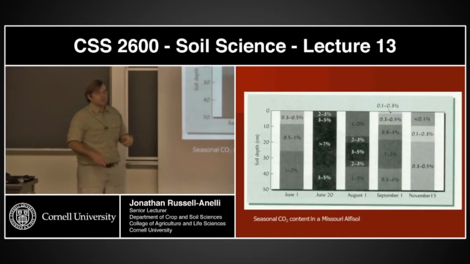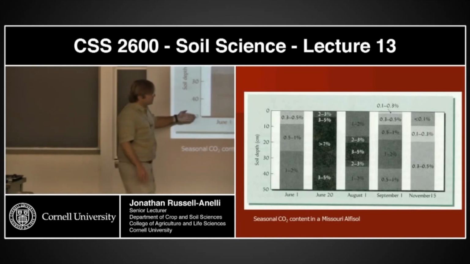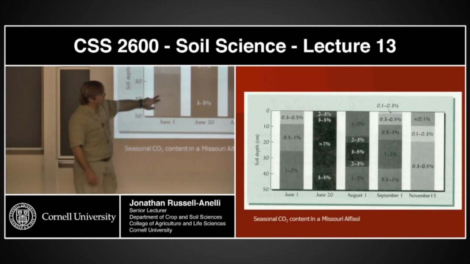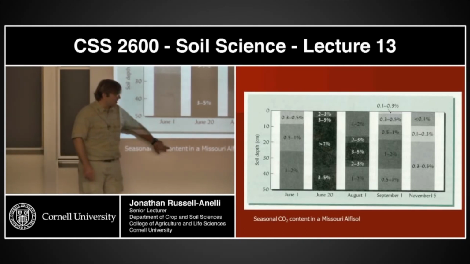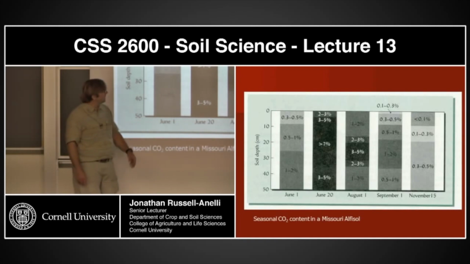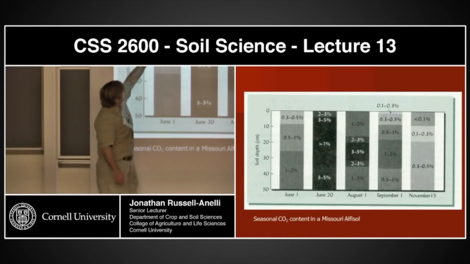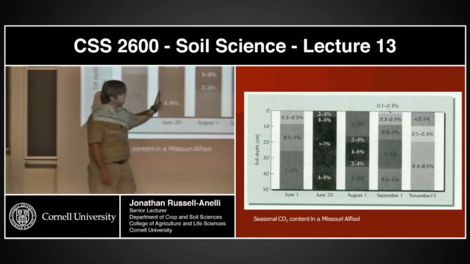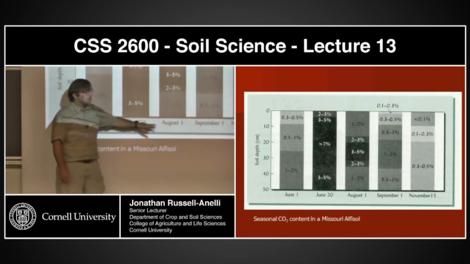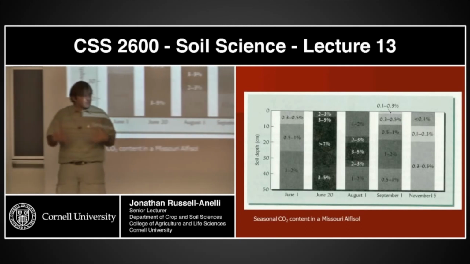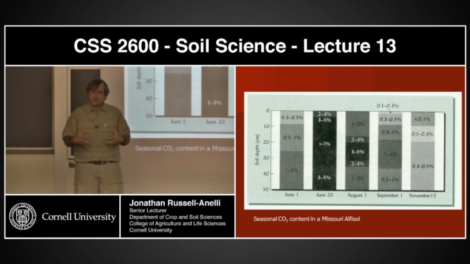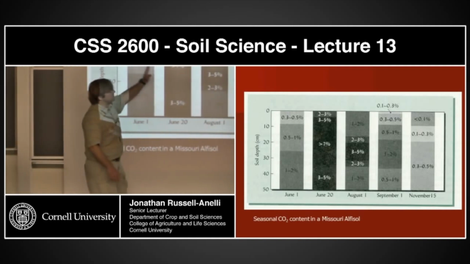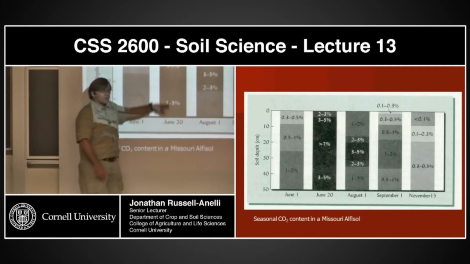This is seasonal. At this point, I think we're beating a dead horse, but here's June. This is basically looking at the growing season, the soil depth, and the concentrations of CO2. So this is seasonal CO2 content in an alpha soil in Missouri. Here's depth, and you're looking at lower concentrations of CO2 up there than here. But what's really the important story is that as the growing season progresses, into June and August, you have a lot of photosynthesis, a lot of biomass accumulation, a lot of respiration going on. And you can see the CO2 concentration dramatically increase, all through the profile.